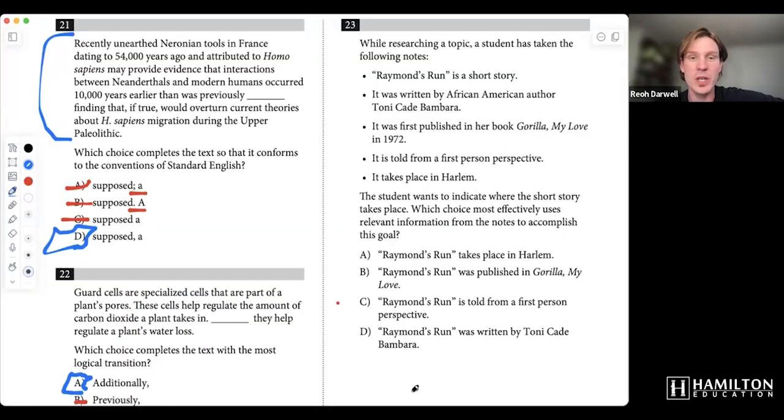All right, so 23 is a really straightforward rhetorical synthesis question. If you're missing a question like this, you really need to read the question stem more clearly. We just want to indicate where the short story takes place. So where does your short story take place? It takes place in Harlem. Which answer choice shows this? A, it says the thing takes place in Harlem. If we're not doing that, we're missing this question. We're moving far too fast on this rhetorical synthesis. I mean, we probably took too much time somewhere else in this test.